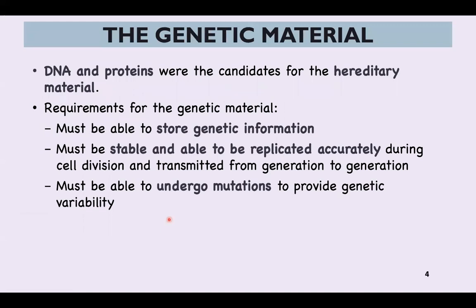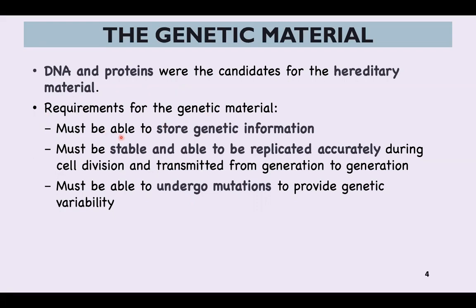Okay, so before we start talking about replication of DNA and everything, we go back to the basics on what is DNA and why we call it the genetic material. So DNA and proteins are candidates for hereditary material. Okay, it's passed on from generation to generation. So what is the requirement of a genetic material? There are 3 requirements that are good for your knowledge.